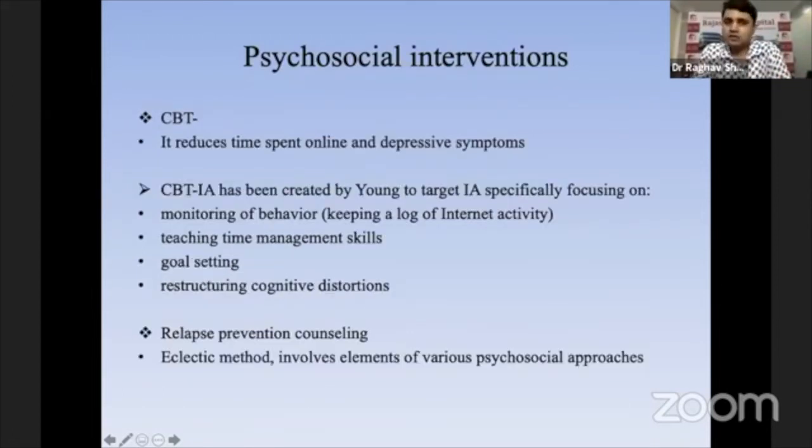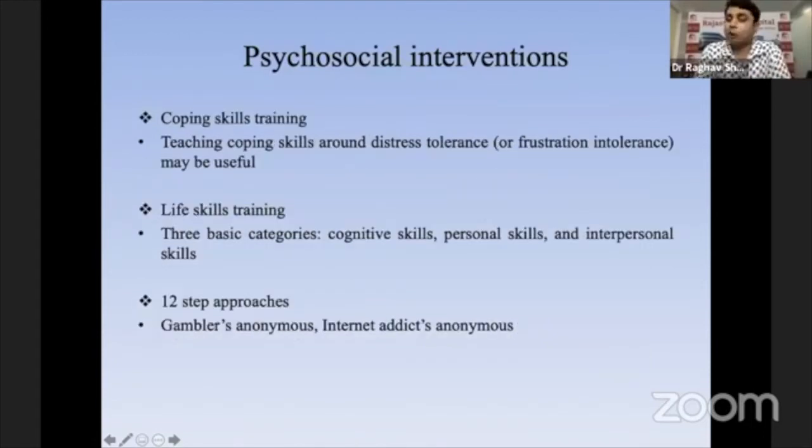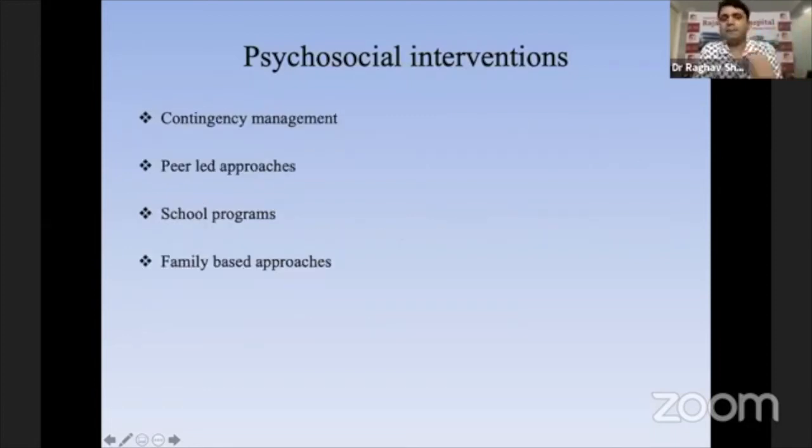And then there are psychosocial interventions in terms of cognitive behavior therapies, which can be more intensive. Then coping skills training, because a lot of times adolescents are not able to cope well with other areas of life. There are frustrations. Then life skills training, like interacting with others, managing emotions, and other things. And then there are 12-step approaches also, where a person is directed in a similar way, like Alcoholics Anonymous and other things, which is another way. And then there are other approaches like contingency management, peer-led approaches, school programs, and family-based approaches.